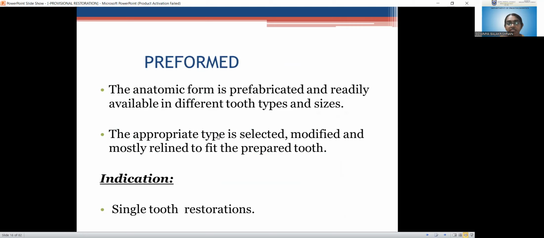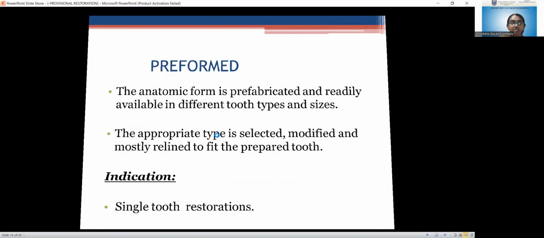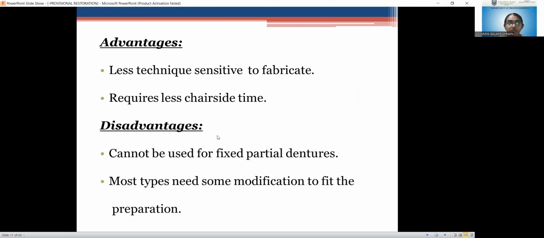So we have to select the appropriate size, measuring the mesiodistal and occlusocervical height of the teeth, and we can modify the preformed anatomical form, and the tissue surface is usually relined to fit the prepared tooth. Preformed is indicated in the case of a single tooth restoration. What are the advantages of a preformed type of provisional restoration? It is less technique sensitive to fabricate and requires less chairside time.